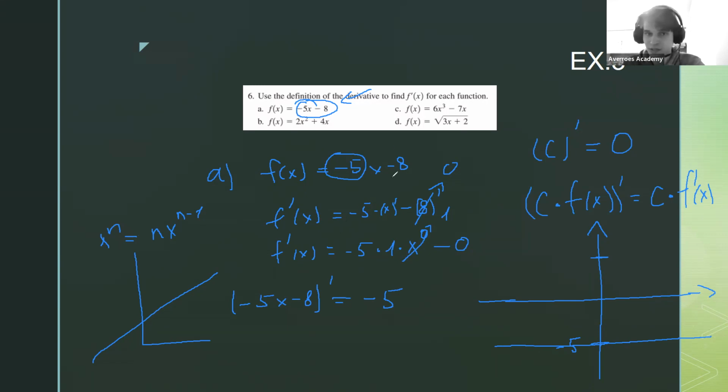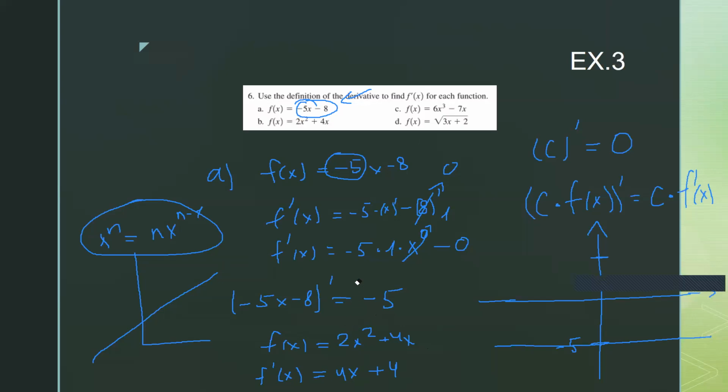Let's take a look at the next example, when f of x equals 2x squared plus 4x. The derivative of this function would be 4 times x plus 4, because this is a polynomial function, right? 2 times x squared, using the power rule, multiplying the constant 2 times n times x to the power n minus 1, and the initial power was 2, minus 1 would be 1. You see it?